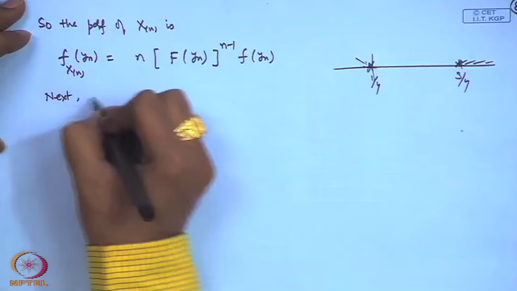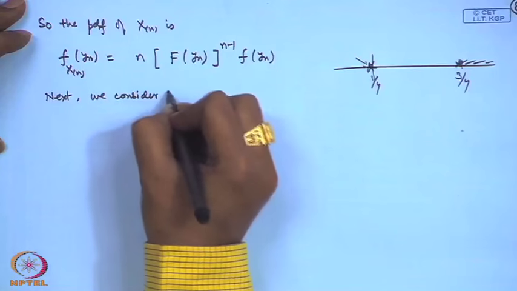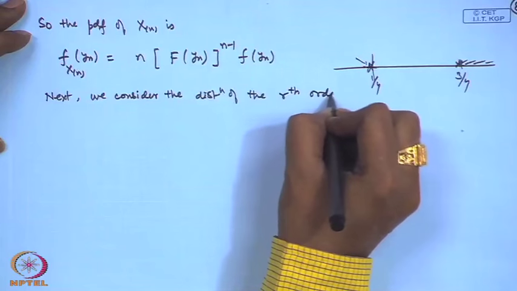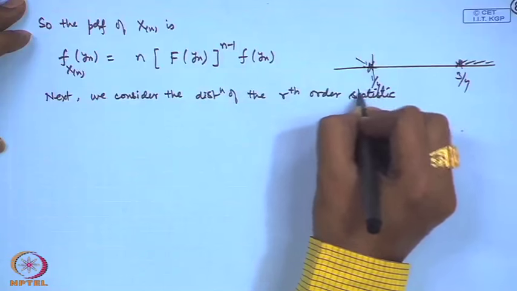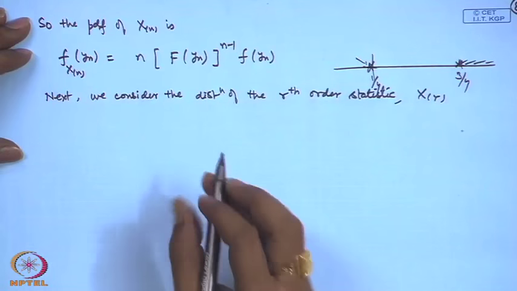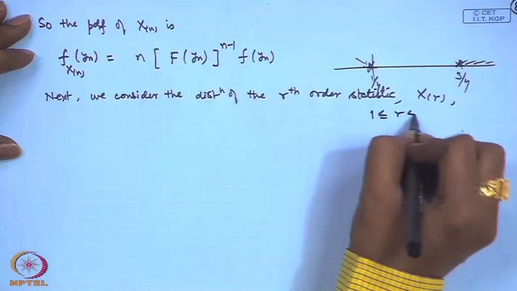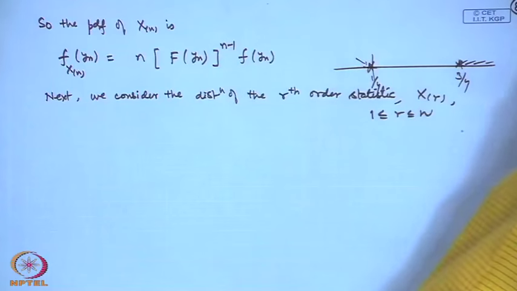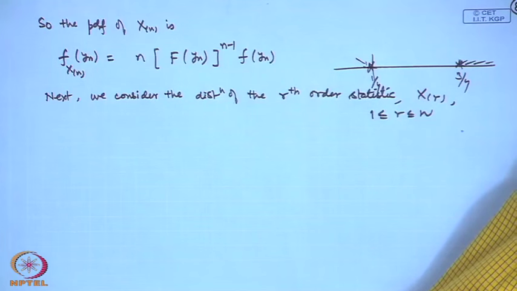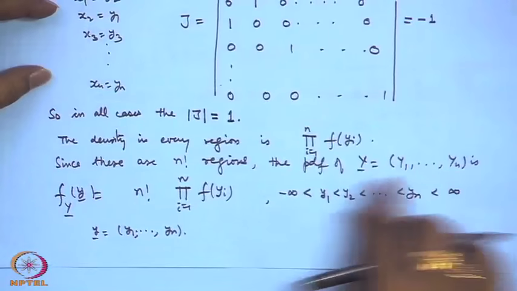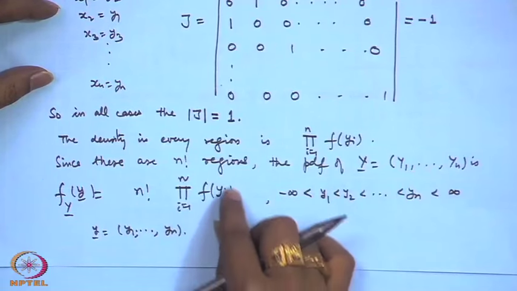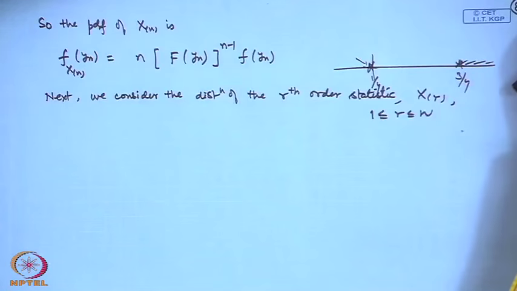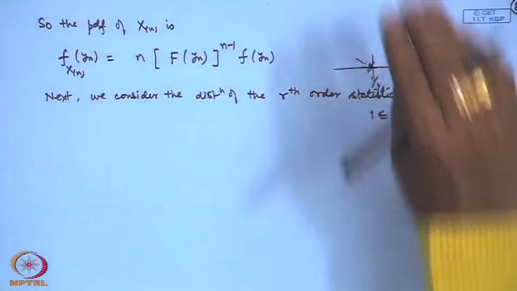So, next we consider the distribution of the rth order statistic X_r, where of course your r is between 1 and n. If we go by our usual theory, then what we have to do? We have actually obtained the joint distribution of X_1, X_2, ..., X_n. So, Y_1, Y_2, ..., Y_n, I use this notation, they are the order statistics. From here I integrate all the variables except the Y_r. So, we have to develop an algorithm for that.